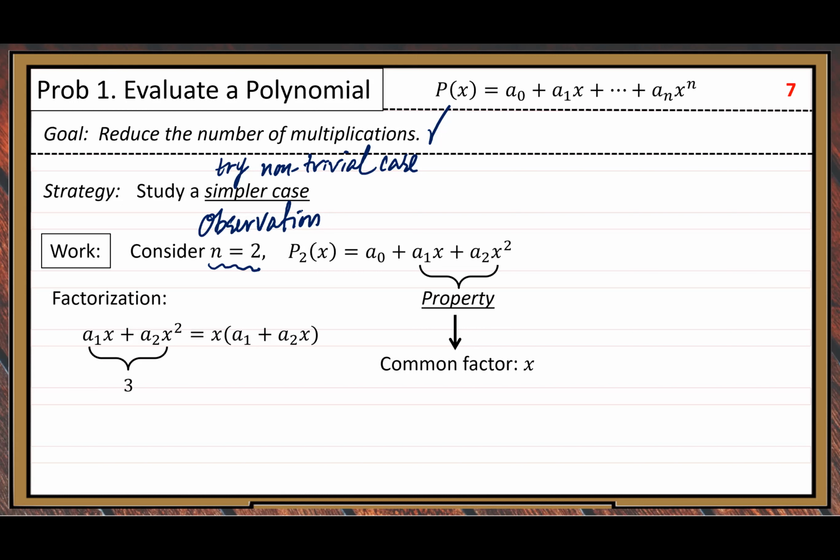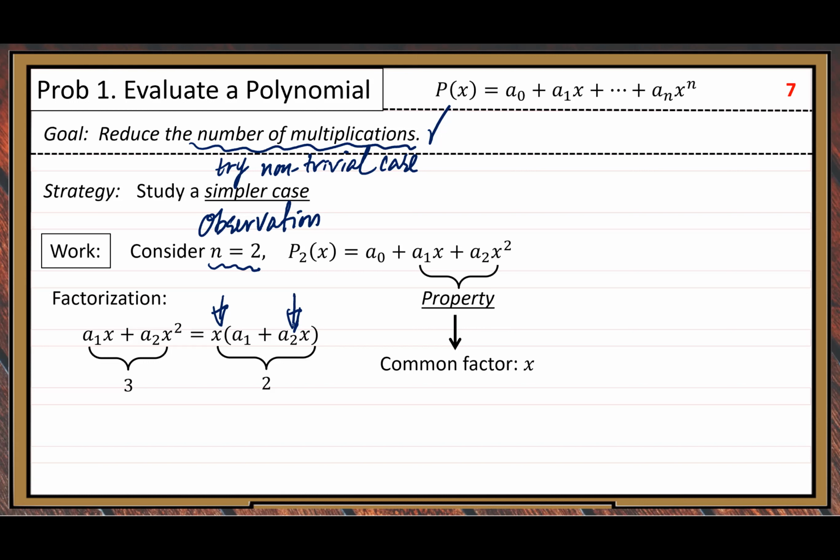But the question is, after we do the factorization, is there any difference regarding the number of multiplications? If we count the number of multiplications in this formula, before and after the factorization, is there any difference? Before the factorization, I put the number 3. The first term has 1 multiplication, the second term has 2 multiplications. 1 plus 2, so we have 3 multiplications. Now let us look at the right-hand side expression. How many multiplications? One here, x times that parenthesis. We do not count addition. And the second multiplication is here, a2 times x. You can see the total number of multiplications is 2.